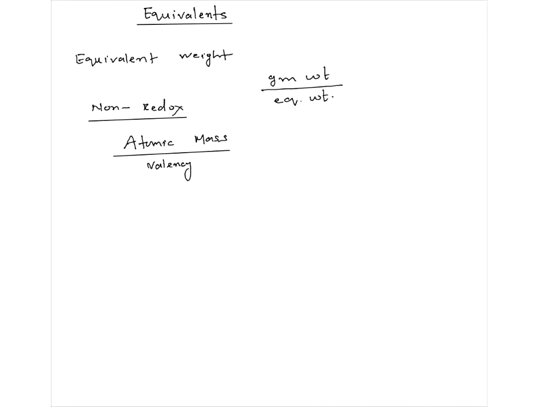First, let's talk about equivalent weight of an element or compound in a non-redox change. Non-redox change. For an element, just find the valency and divide the atomic mass by valency.